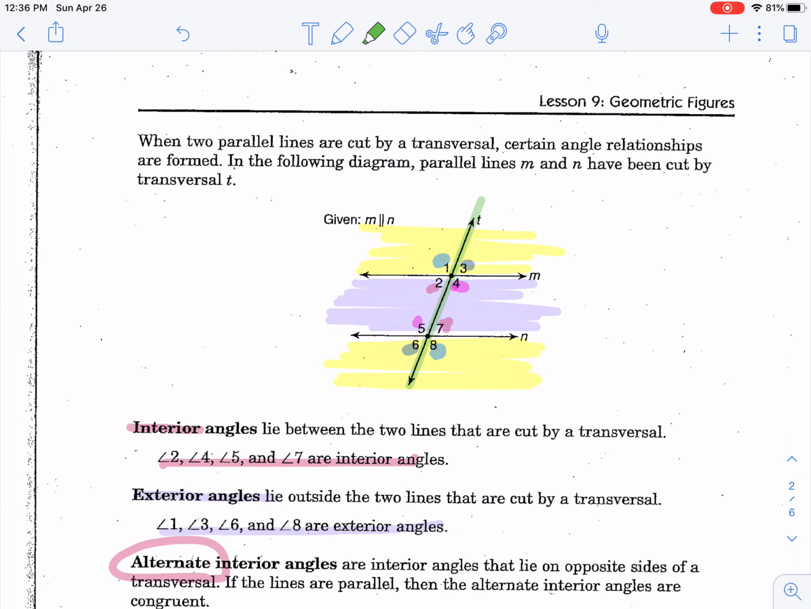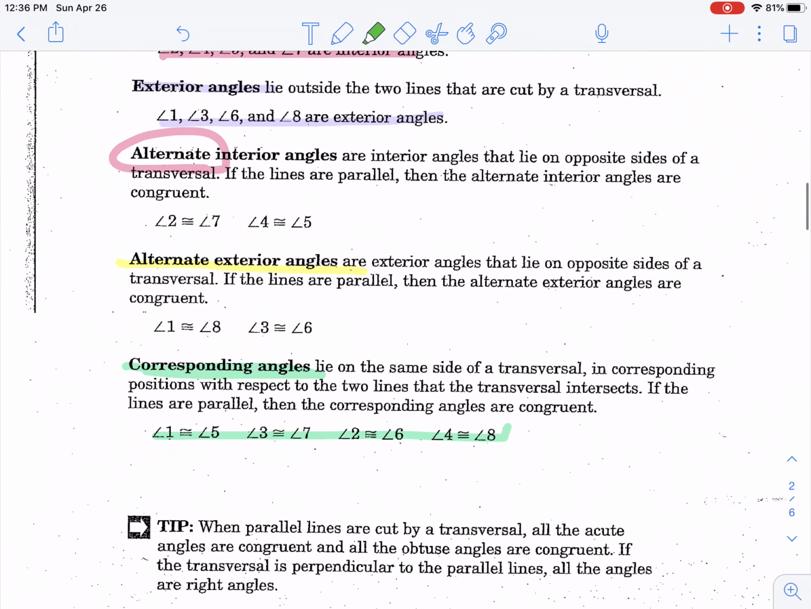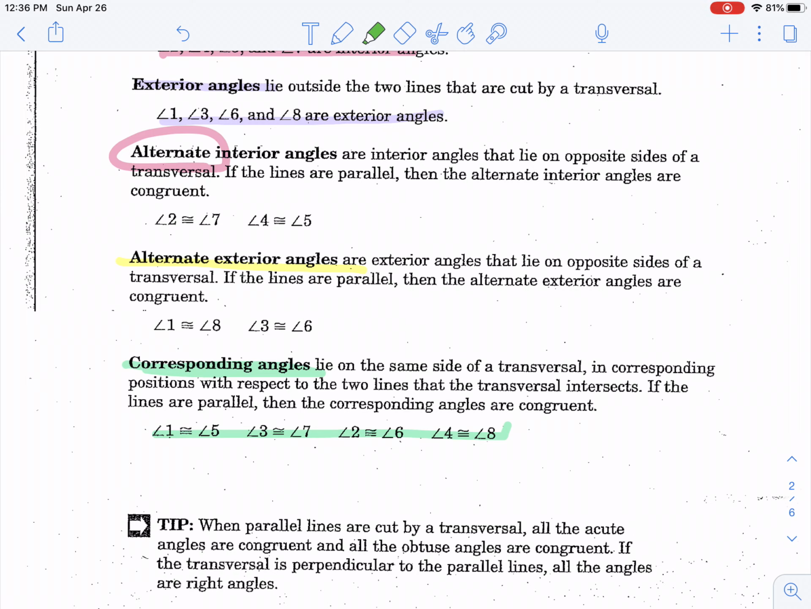They are important because they're equal to each other. So we know that vertical angles are equal to each other. We know that two angles that make a straight line are supplementary. But now we also have this extra vocab of alternate exterior and alternate interior, and then corresponding, meaning in the same corner.